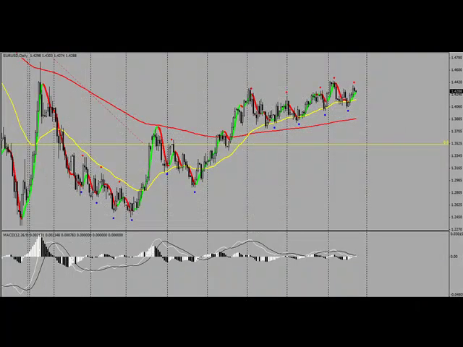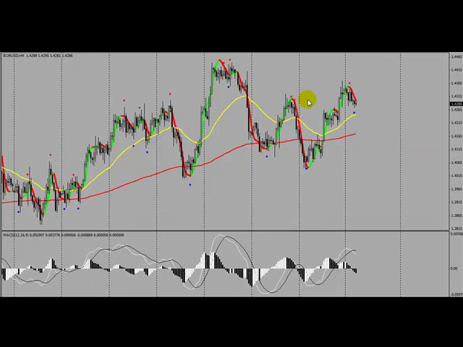Let's take a look at the Euro USD for the upcoming August 25th session. As you can see here on the daily chart, just a lot of consolidation, and that allows us to quickly move on down to the lower time frames. Again, lots of consolidation going on in here.